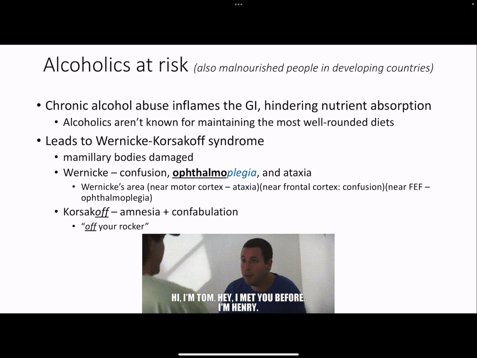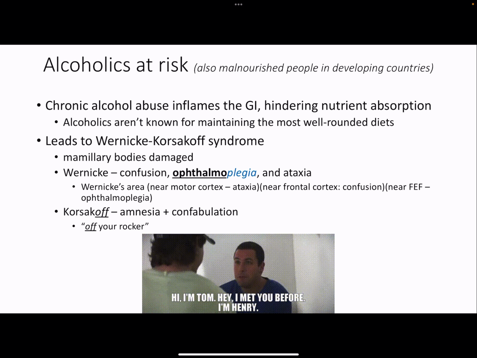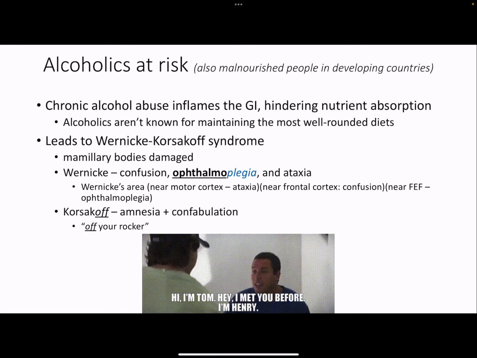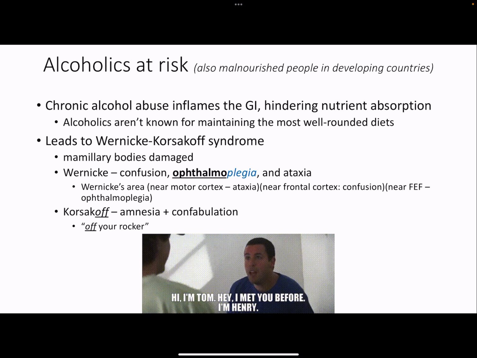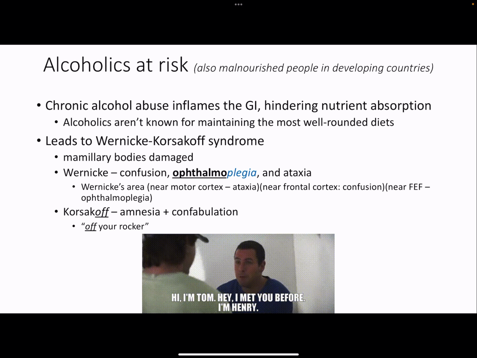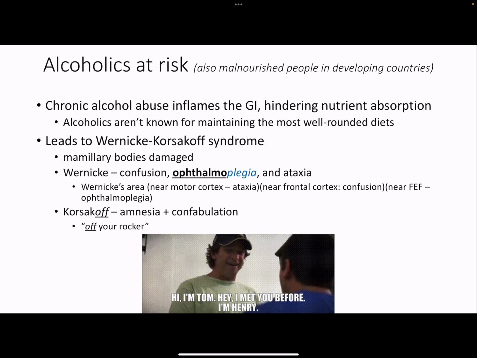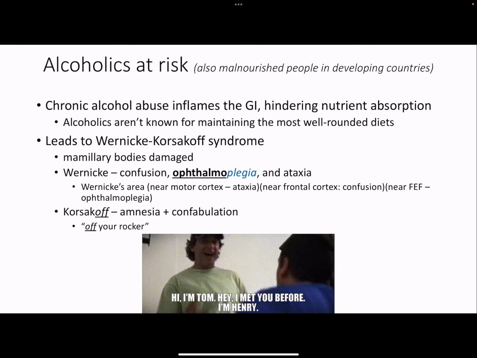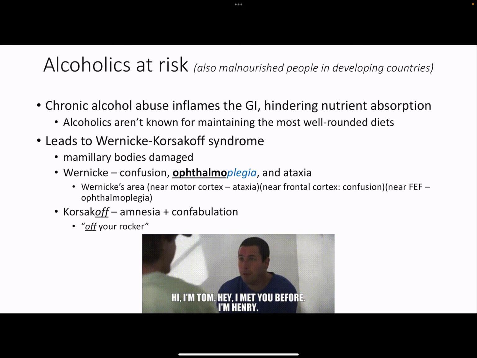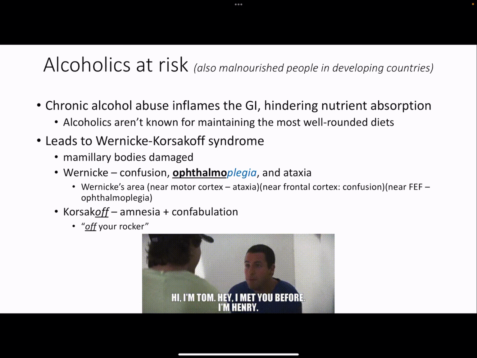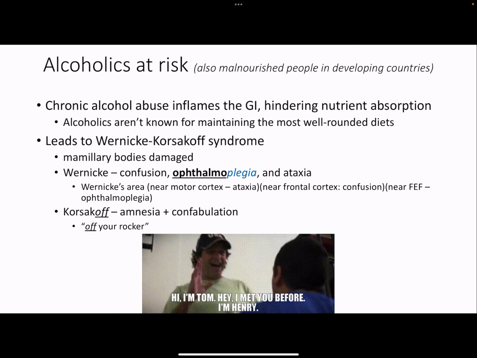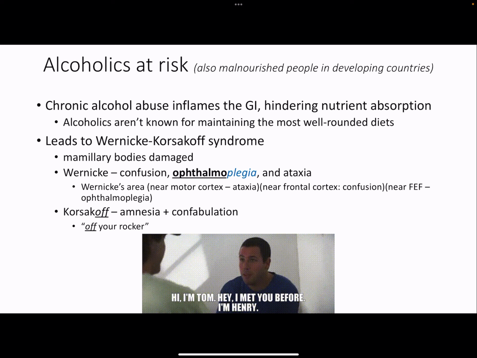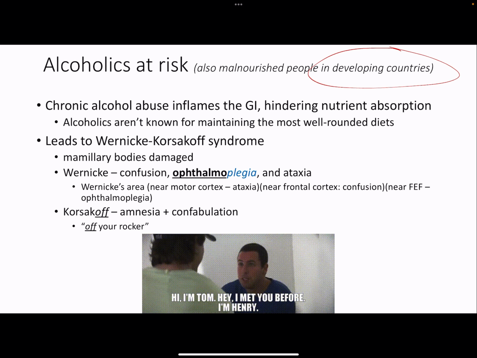Alcoholics are particularly malnourished. Chronic alcohol abuse just inflames your GI, makes you really bad at absorbing vitamins, so less vitamin that way. And also, they're not known for having the most stellar diet, so they're just drinking a lot and maybe eating candy or potato chips, or I don't know. They're probably not eating a nice hearty whole grain breakfast with vegetables and fruits and whatnot. So they are very likely to be vitamin deficient, especially in addition to people in developing countries.